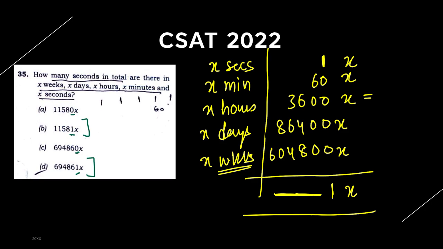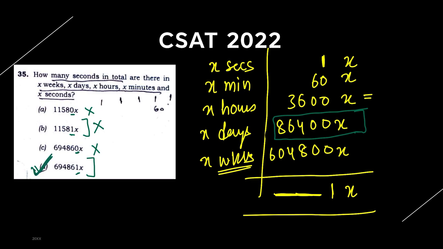I'm not doing the summation here. I'm just observing the options and looking at the answer. This cannot be the answer because the last digit is 1. Now, is it 11,581 or 6,94,861? If it is 11,581, one day has more seconds than that option. So even option 2 cannot be the answer. The only option that is possible is option number 4. I hope this is clear.